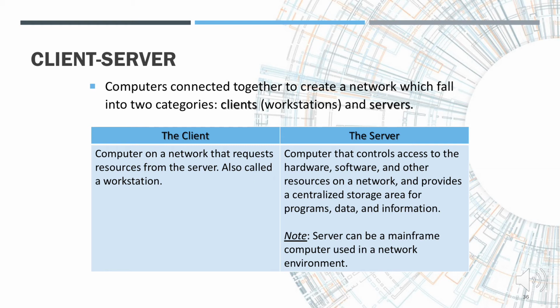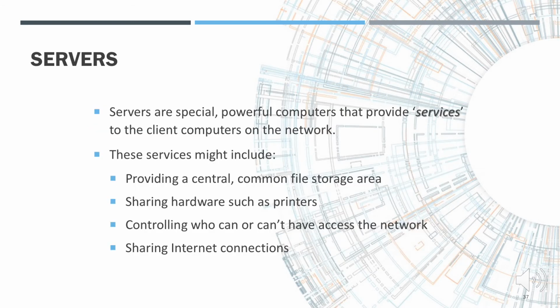So these are the two. This is the difference between a client or workstation and a server. A server is very special, which provides service to the client. Meaning that a server supplies the content, and a client accesses the content from the server. The services provided by the server include a central, common file storage area. They share hardware such as printers. So this is the service by the server.